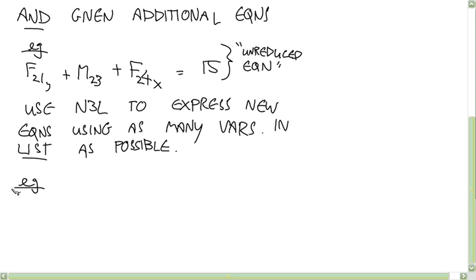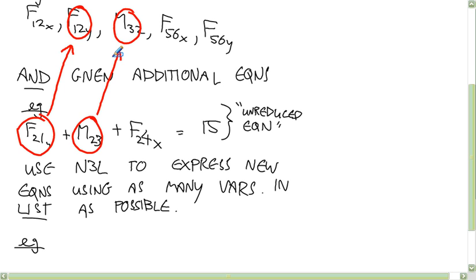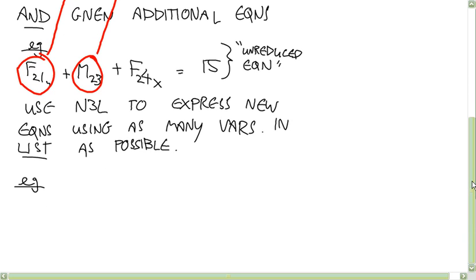And then in this case, let's see, what can we replace? We can replace this with this. Sorry, that's the y, right? And we can replace this one with this, and nothing else, right? So our reduced equation then is negative f12y minus f32 plus f24x is equal to 15.